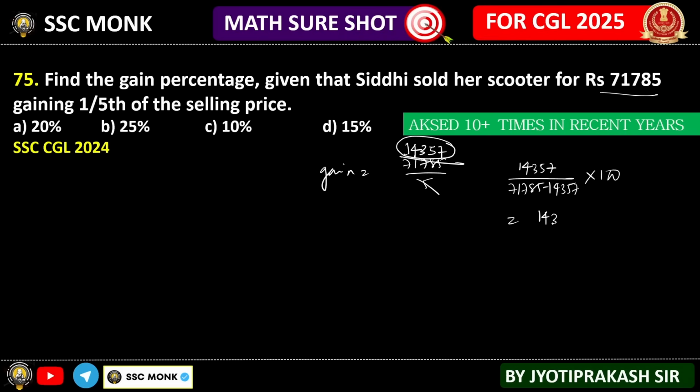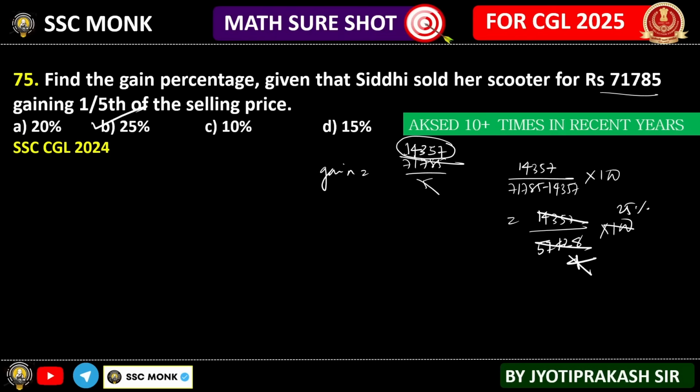So here it can be written as 14357 divided by 71785 minus 14357, which is 57428, into 100%. Clear? If I multiply here 4, 4 sevens are 28, 4 fives are 20, 2 out here, 4 threes are 12 plus 2, 14, 14, 4, 16. So 14357 into 4 is equal to this much. 4 into 25 is equal to 100. So what is the profit percentage? 25%. This is the wild guess, okay, because this is 20, this is 25, 10, 15.